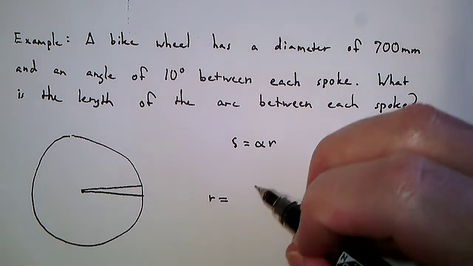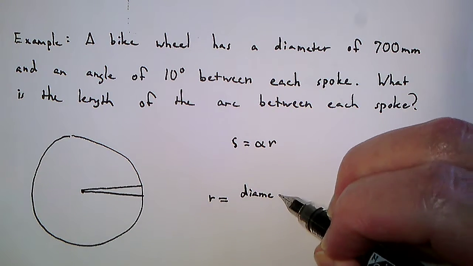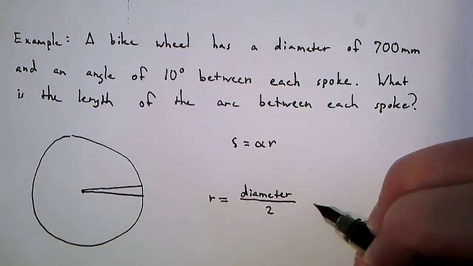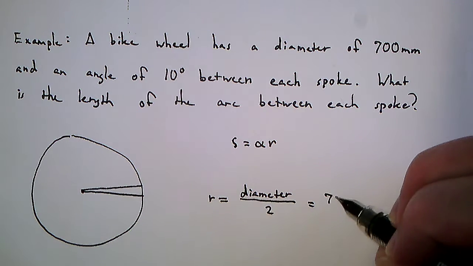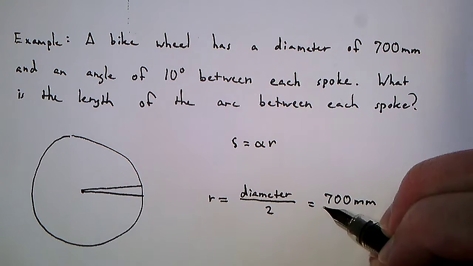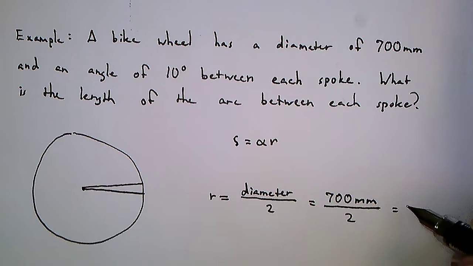We know that the radius is the diameter of our circle, or our wheel in this case, divided by 2. So we can plug in our diameter of 700 millimeters and divide by 2 to get the radius to be 350 millimeters.